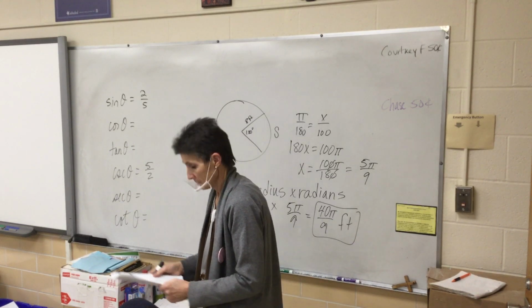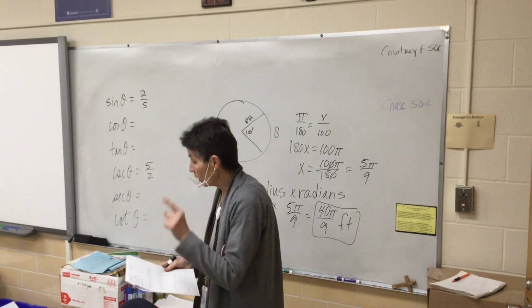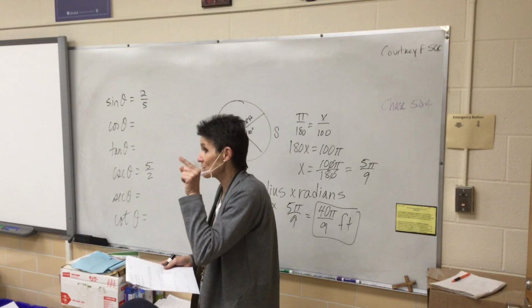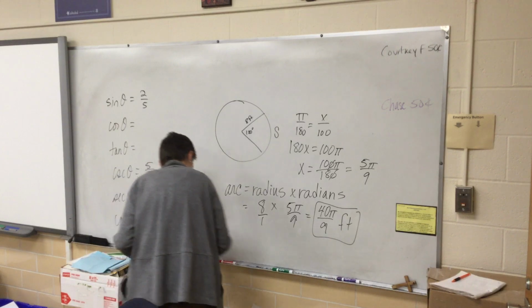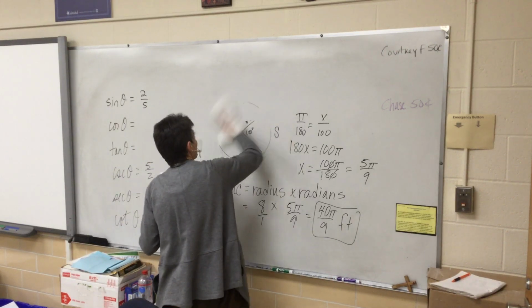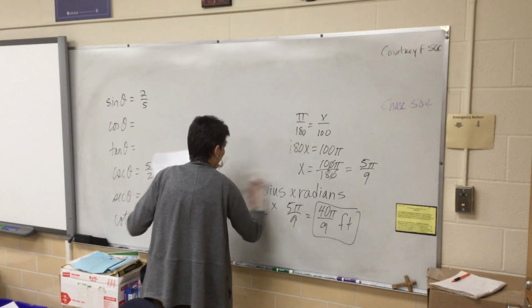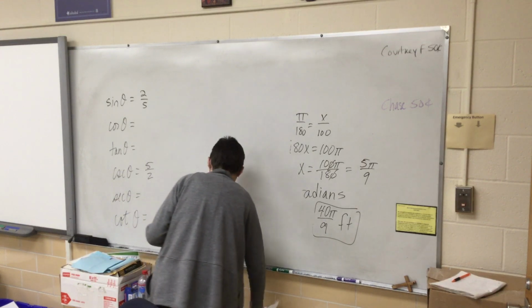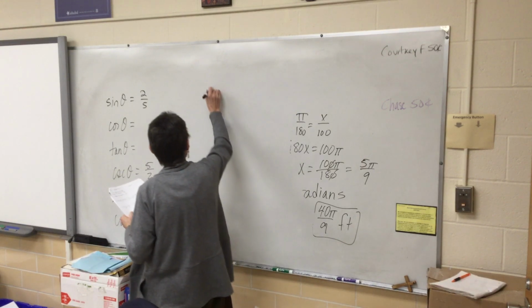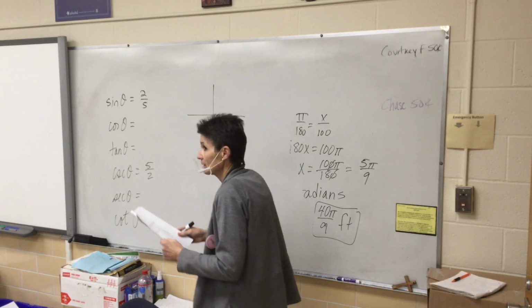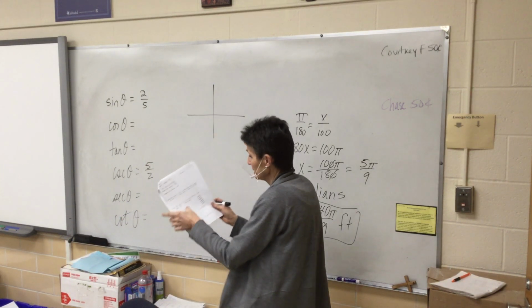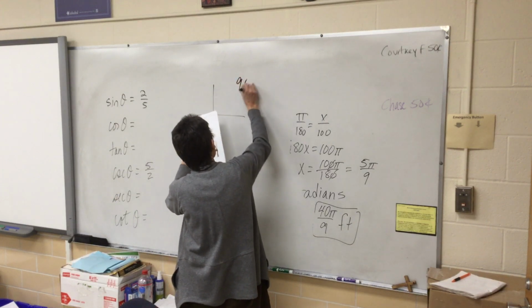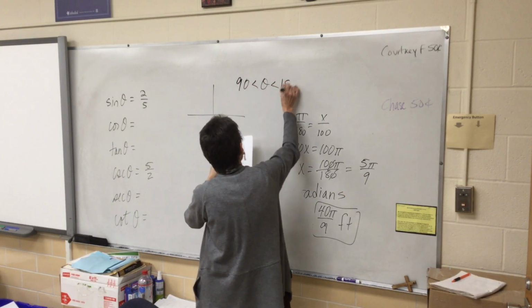So would you use the Pythagorean theorem? We're going to do the Pythagorean theorem as soon as I draw my triangle. Yes, definitely. But in order to do the Pythagorean theorem, I have to have a triangle, and I have to know where to draw it. They tell me, believe it or not, it says 90 less than theta less than 180.